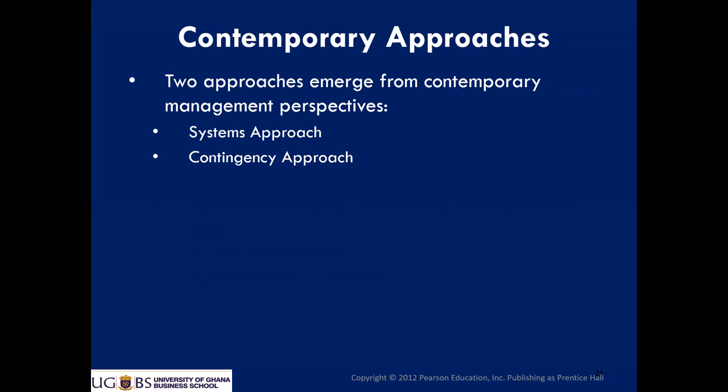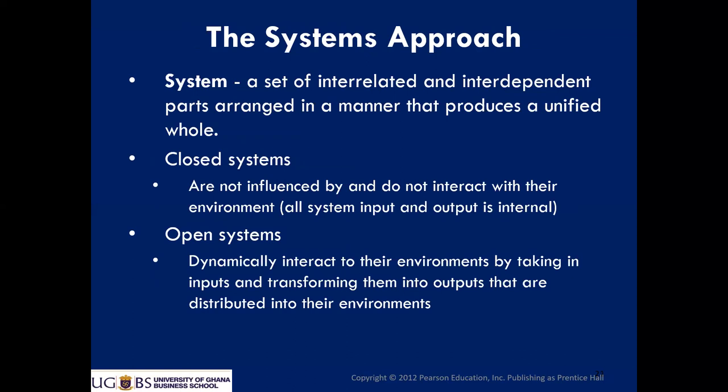Looking at the systems approach, we are looking at a set of interrelated and interdependent parts arranged in a way that produces a unified whole. Let me give you an example. When you take your mobile phone, the mobile phone has so many parts to give us a whole, a system. So this tool is a system of communication or a system of doing something. You can use it for so many things. So take your phone as a system.